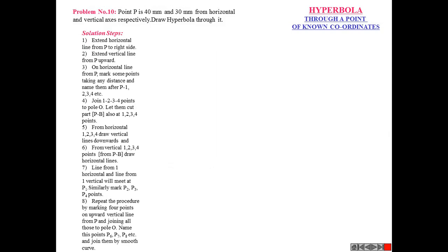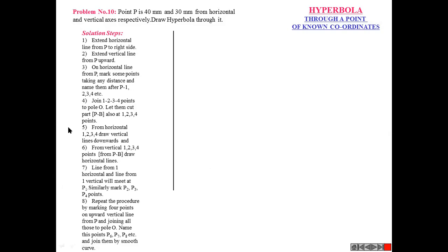So its x-coordinate is 30 mm, y-coordinate is 40 mm. That point is the required point, through which we need to generate the whole curve. Only one point is given through which we need to draw the parabola, sorry, hyperbola. Fine. How will we do it? These are the steps, but we will go step by step.